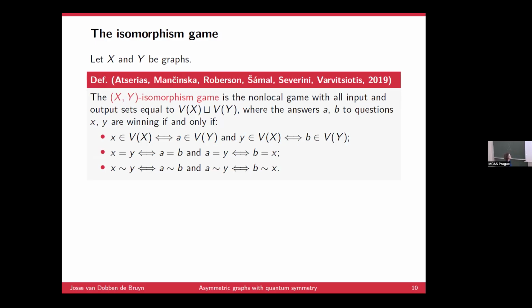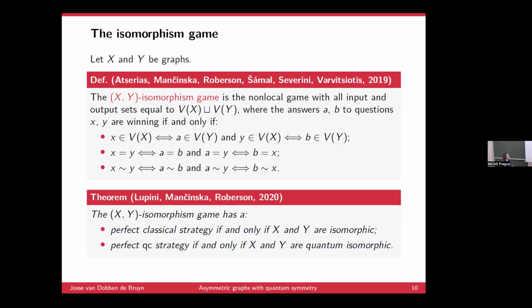Second bullet point, if Alice and Bob are asked the same vertex, they must respond with the same vertex. And if Alice answers with Bob's input vertex, then Bob needs to answer with Alice's input vertex. Third condition, if Alice and Bob are asked adjacent vertices, then they need to respond with adjacent vertices in the opposite graph. And if Alice responds with a vertex that is adjacent to Bob's input vertex, then Bob needs to respond with a vertex that's adjacent to Alice's input vertex. So only these three conditions, this is the winning predicate.